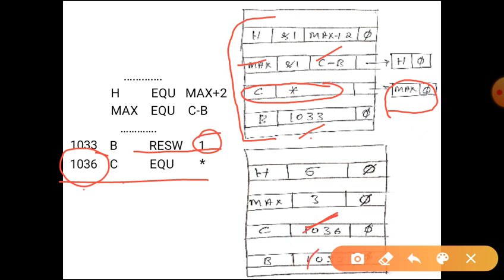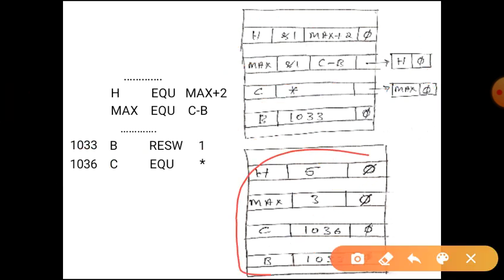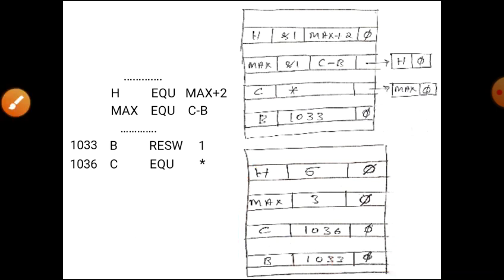1036 minus 1033, subtraction is carried out and it will be 3. At the same time, use this depending list H. Go to this H and you can see that the max value is known. What is the max value? That is 3. 3 plus 2, it is 5. So this is the final symbol table where you have resolved all the forward references. This is what you should get at the end, and this will be used by pass 2.